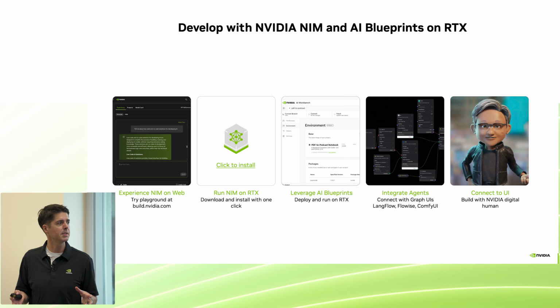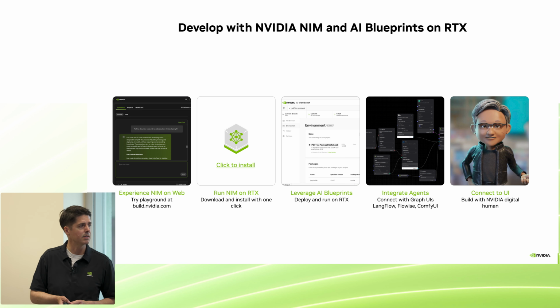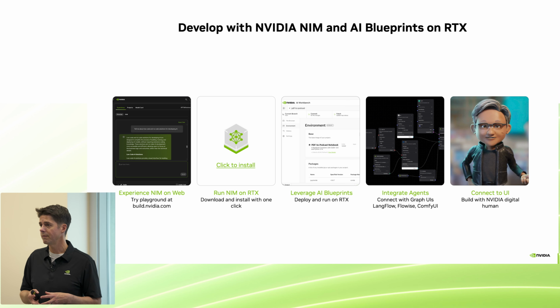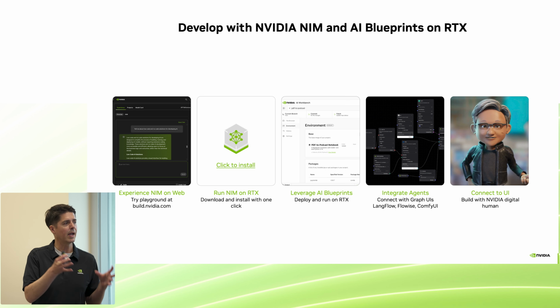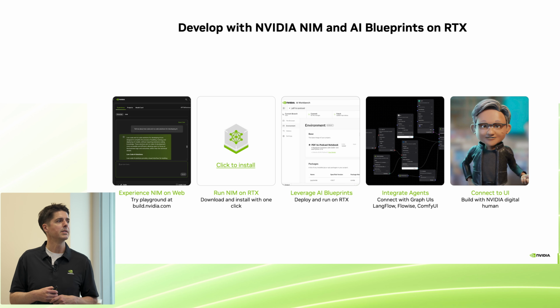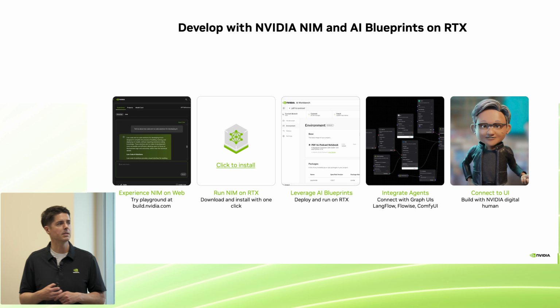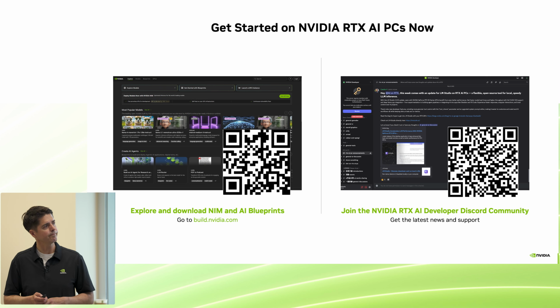Okay, so just to tie everything together, developing with NVIDIA NIM and AI blueprints on RTX, you can start by experiencing the NIM on the web at build.nvidia.com. You can run them on your device by just clicking to install using NVIDIA's installer, download and install with one click. Leverage the AI blueprints that we've used as reference designs, so you can see how to integrate some of these workflows. Integrate those into agents using Langflow or other graph UIs, and then connect to a UI. So you can build these with NVIDIA's digital human. Again, we'll have the code for this accessible for you to make use of.